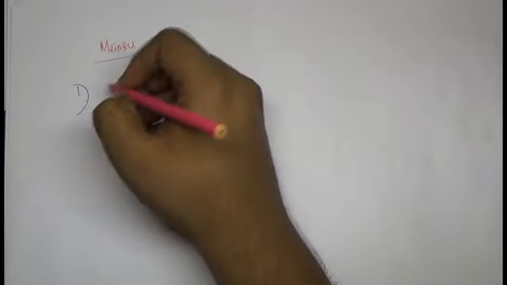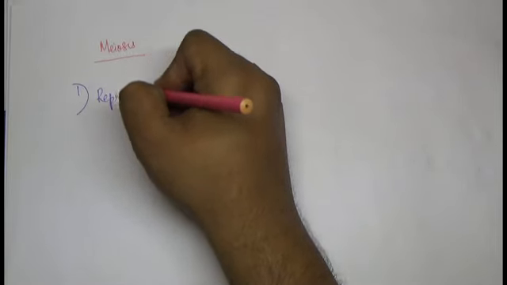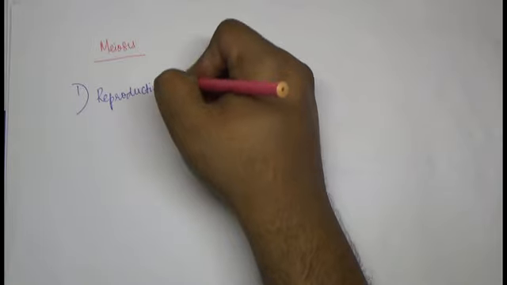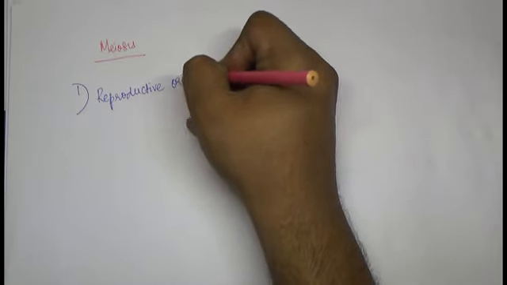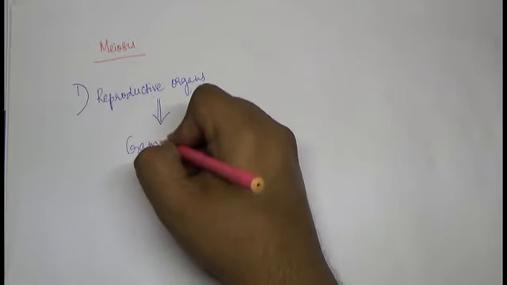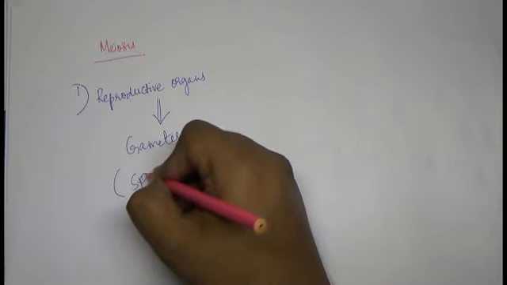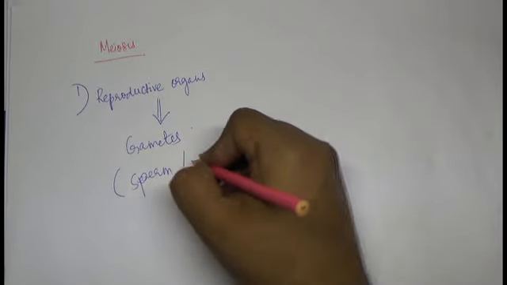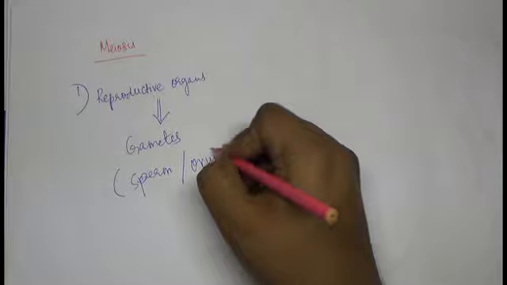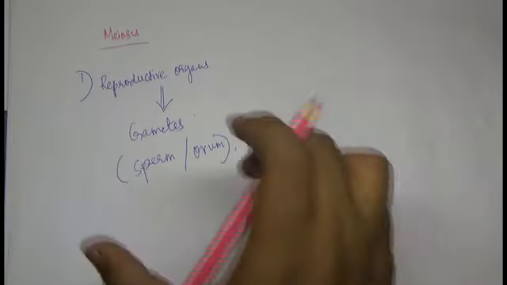So up till now, what do we know about meiosis? The first point we know about meiosis, it occurs in the cells of the reproductive organs. And what does it produce? It produces gametes. Gametes can be either sperm or ovum. Clear?